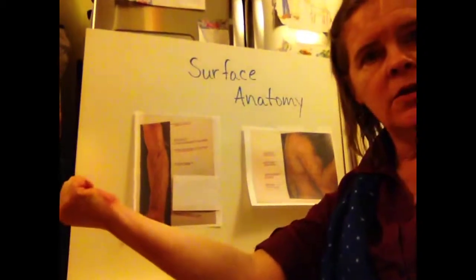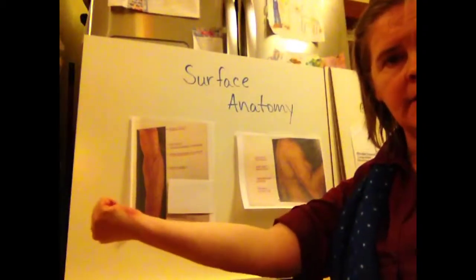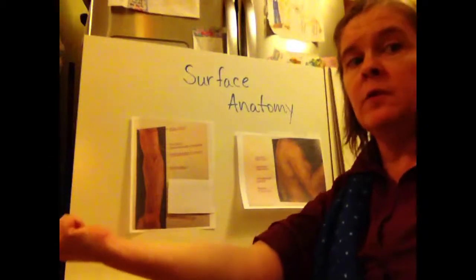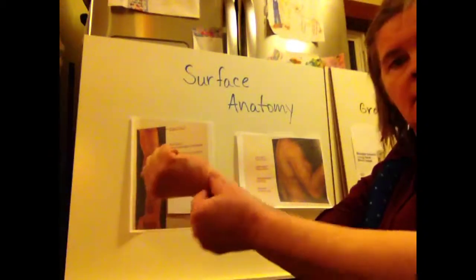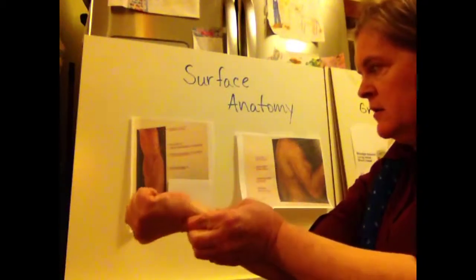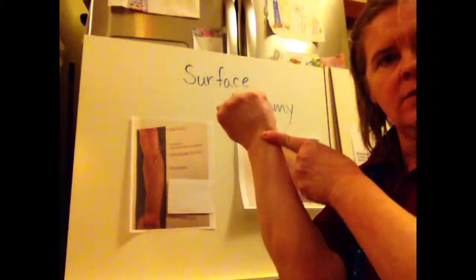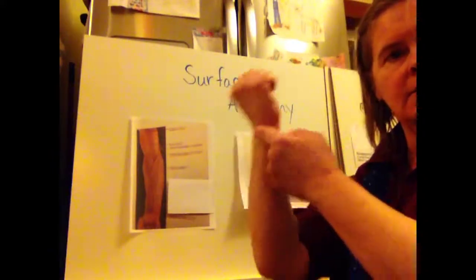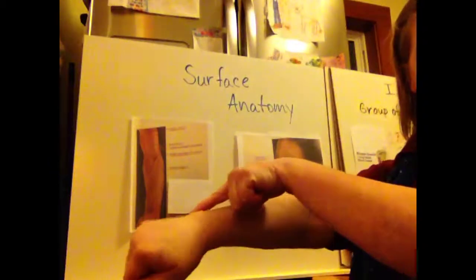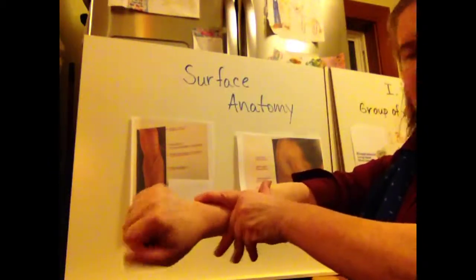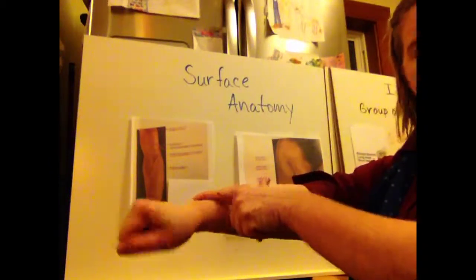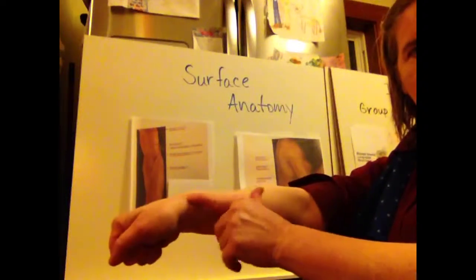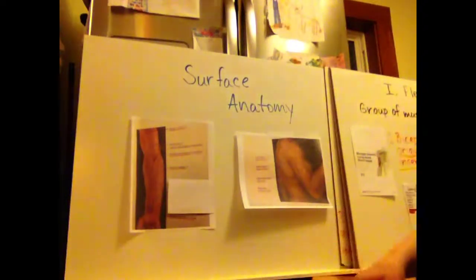Since you're showing the posterior part of your forearm, this bump right here is the styloid process of the ulna. You can point that up like that. That's the styloid process of the ulna. And this is the styloid process of the radius.